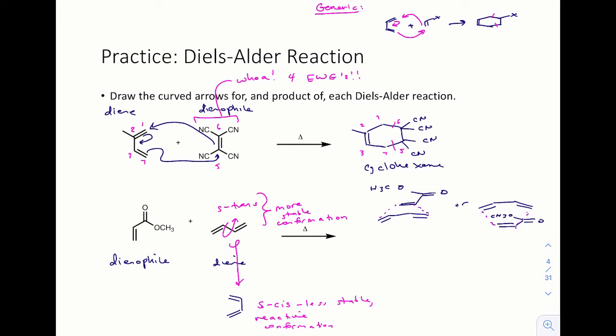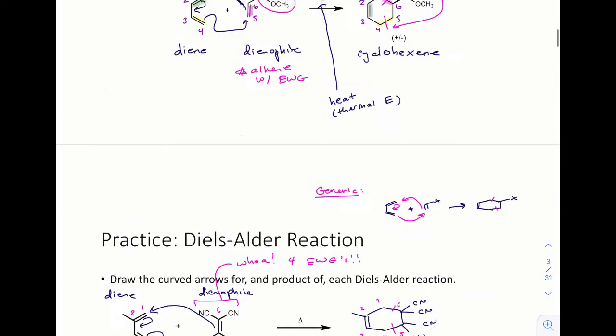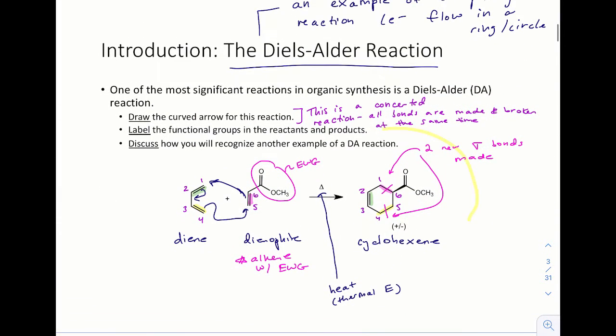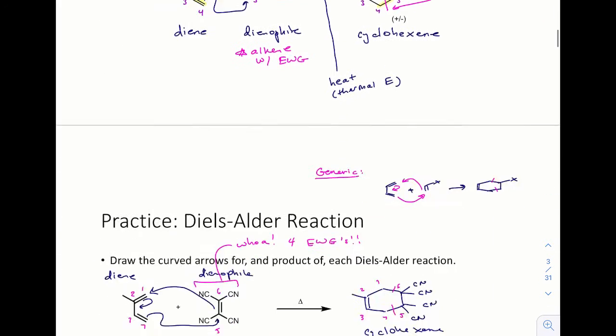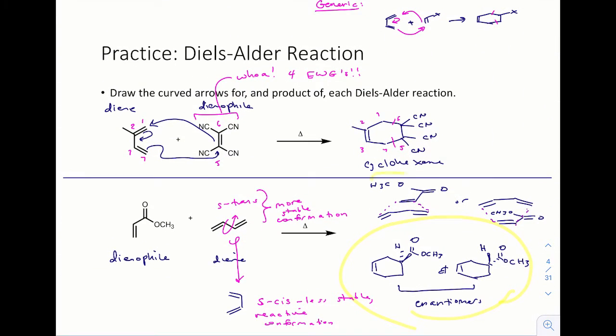Approach from the bottom or the top face of the diene does result in a racemic mixture of the product. It's not necessary to draw out both enantiomers. We can simply indicate that it is a racemic mixture the way that we did here in the previous slide, right? We just said plus minus. So that indicates that this product is formed as a racemic mixture. I just wanted to show you that that racemic mixture results from attack to both the top and the bottom face of the diene.